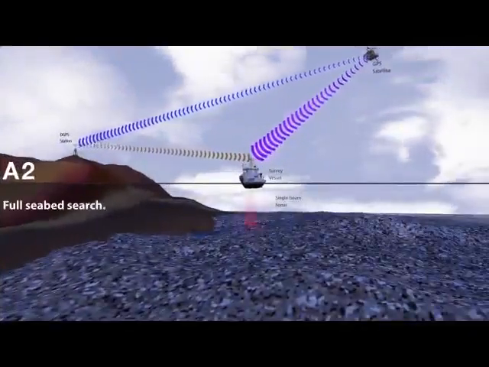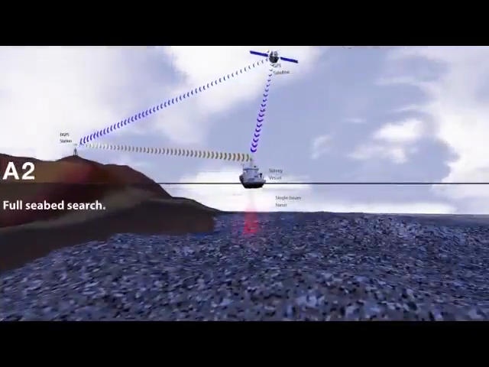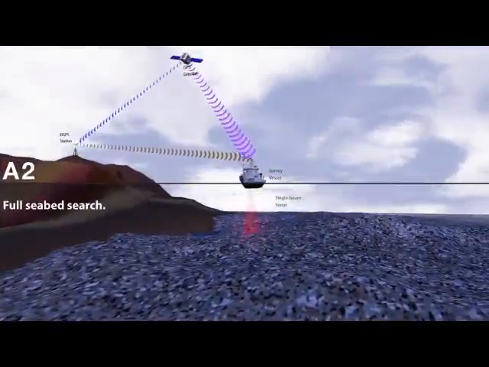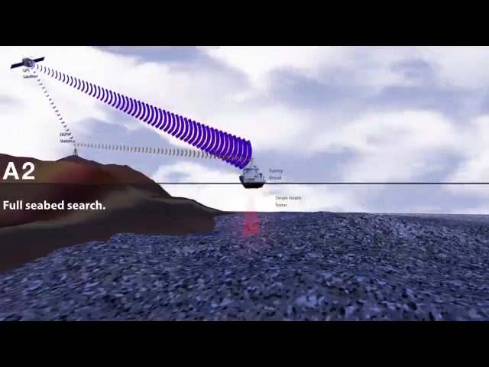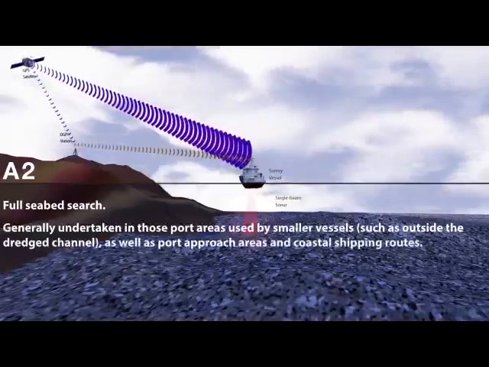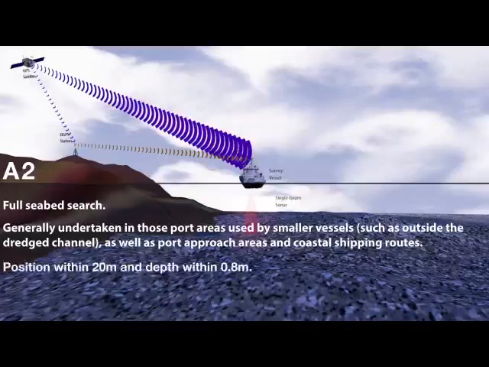A2 surveys may also use DGPS or alternative high-resolution positioning systems and conduct a full seabed search, but with a single beam sonar or similar. They are generally undertaken in port approaches outside dredged channels as well as coastal shipping routes. Positions are within 20 meters and depths within 0.8 meters.